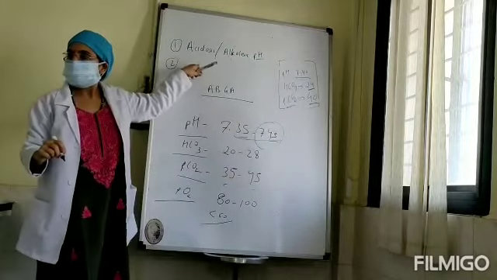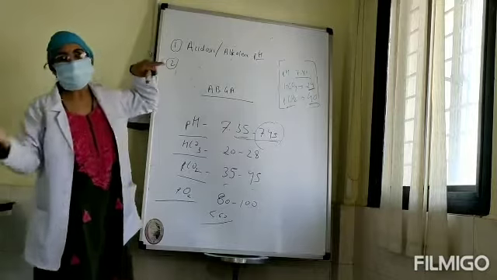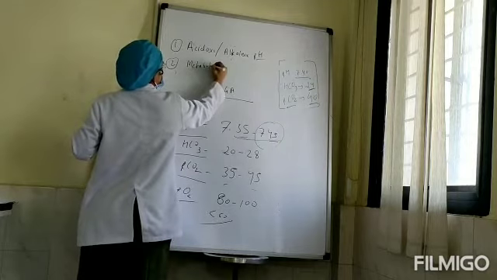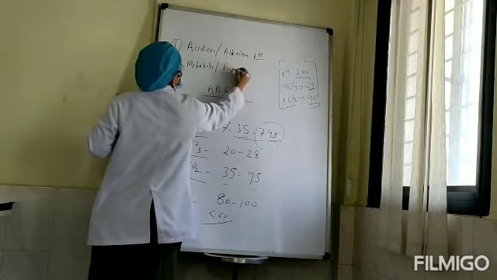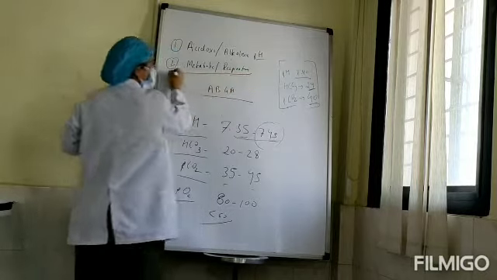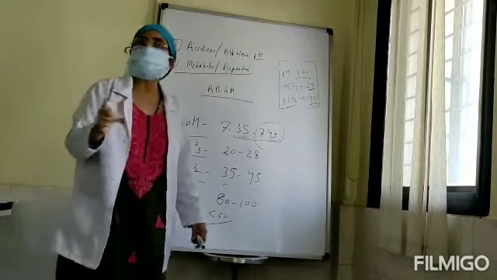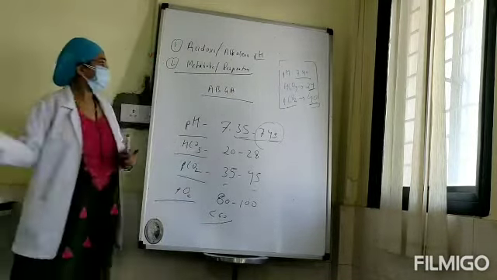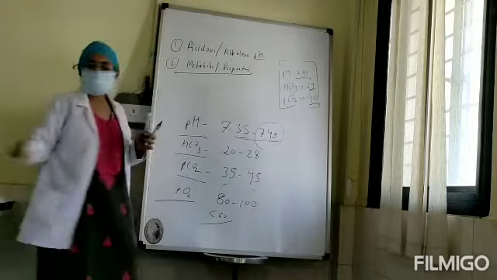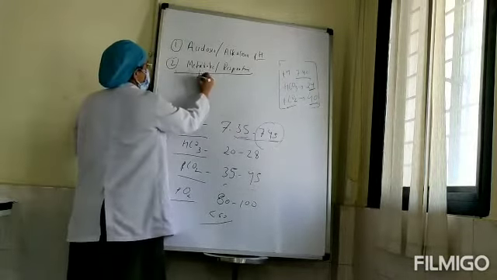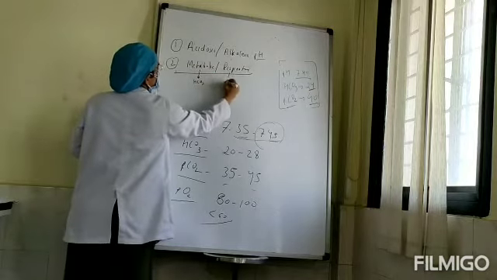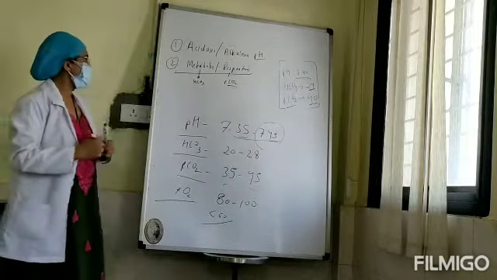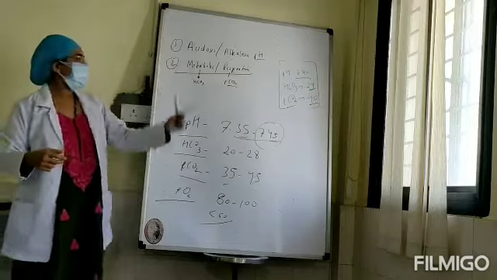Then the second step is to differentiate between a metabolic or a respiratory problem. One more thing is, how do we differentiate between an acute and a chronic condition? That I will tell you later. So the second step is whether it is a metabolic or respiratory problem, using bicarbonate and PCO2. Instead of explaining, I will tell you with examples how to read whether it is a metabolic or respiratory problem.